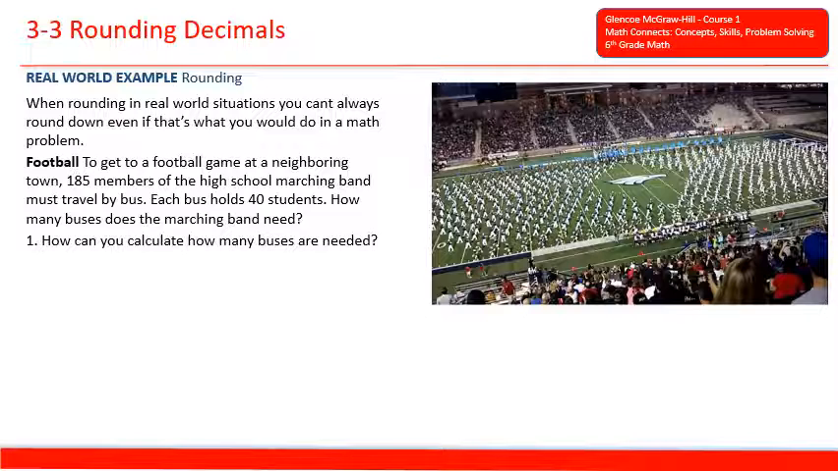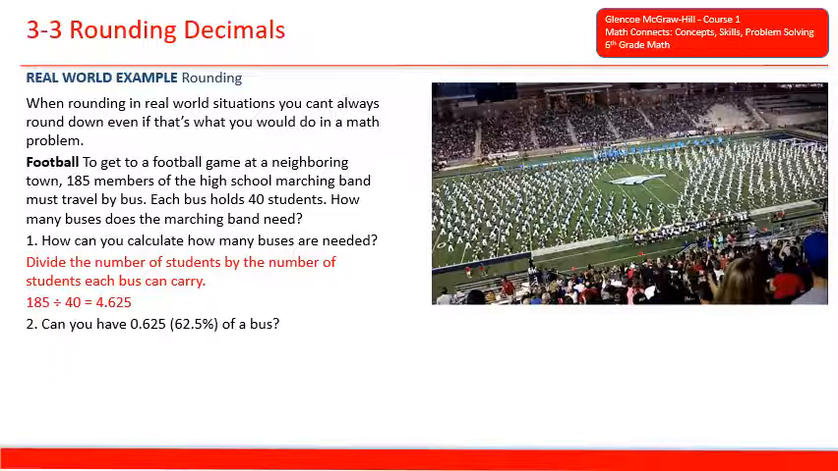How can you calculate how many buses are needed? Divide the number of students by the number of students each bus can carry. So we have 185 divided by 40 equals 4.625. So we need 4.625 buses. Can you have 62.5% of a bus? No. To determine a reasonable answer to this problem, would you round up or down?